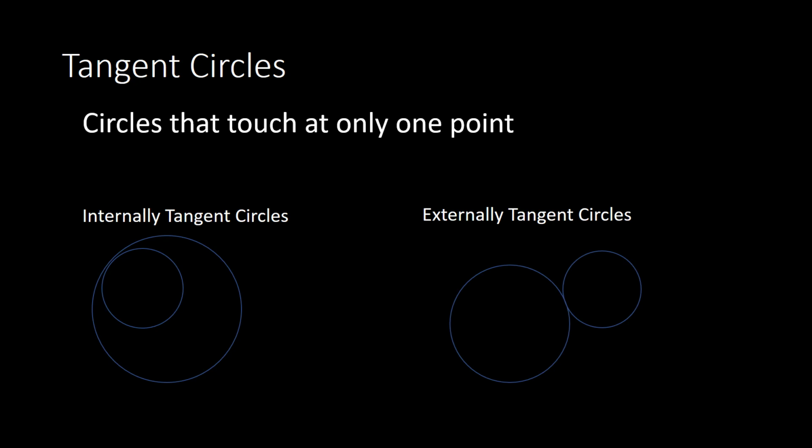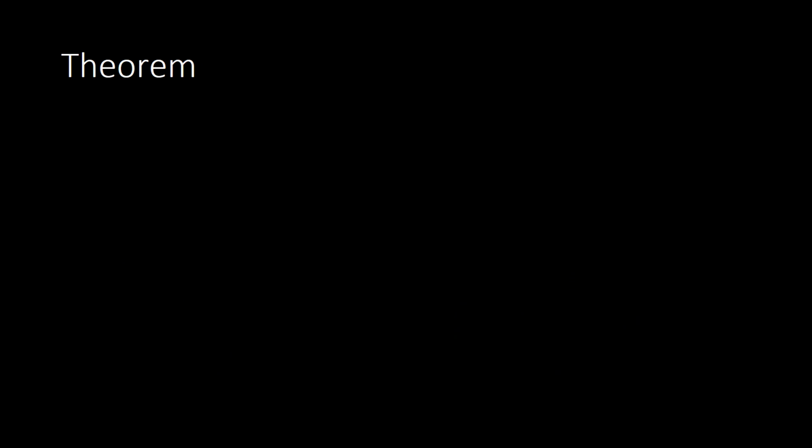And then we have what we call externally tangent circles. So tangent circles, meaning they touch at one point, and that point would be right here. And then externally tangent means that they're touching on the outside. So the word external means outside, and these circles are outside of each other. They're not on the inside, they're on the outside.